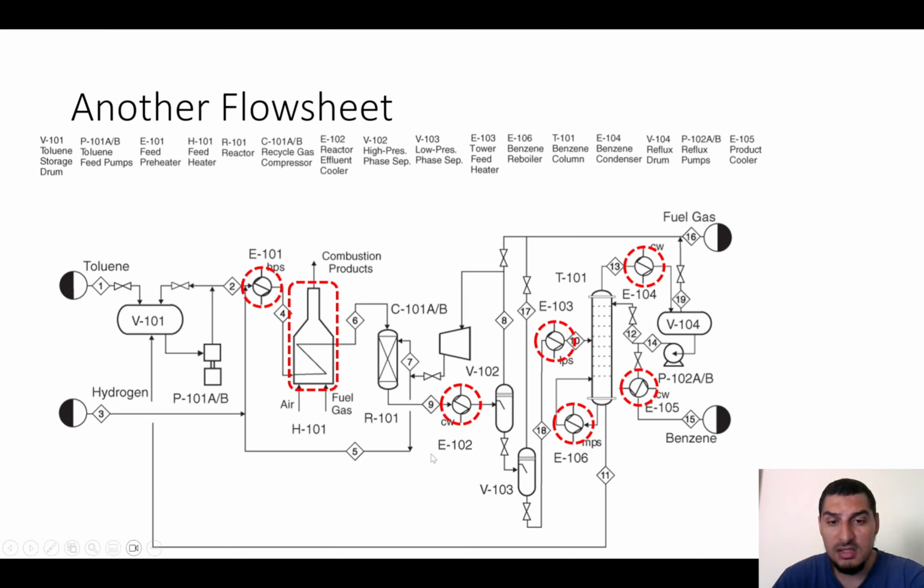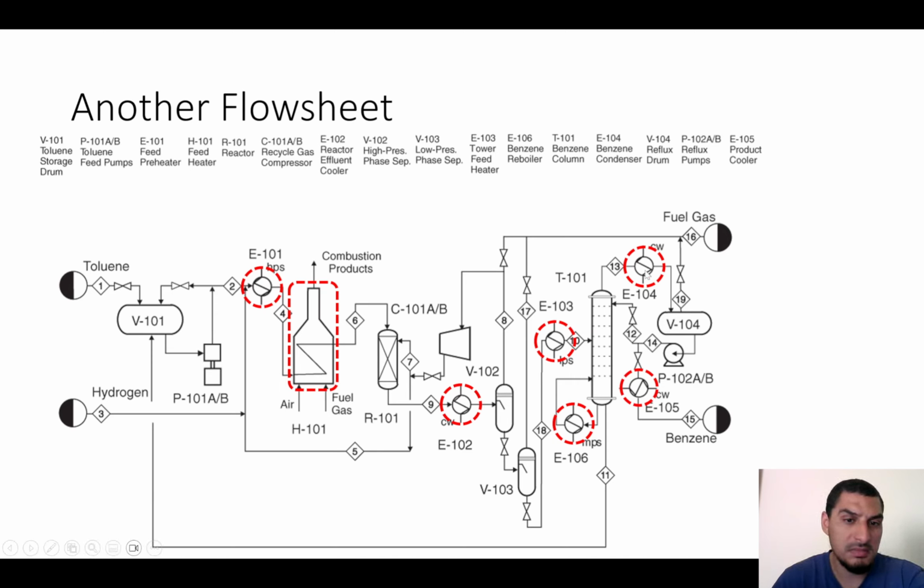And as you see here, those with the letters E106, E103, all these are called preheaters. They are called heaters or reboilers. This H is called the feed heater as well. So these are all heaters that change the temperature.